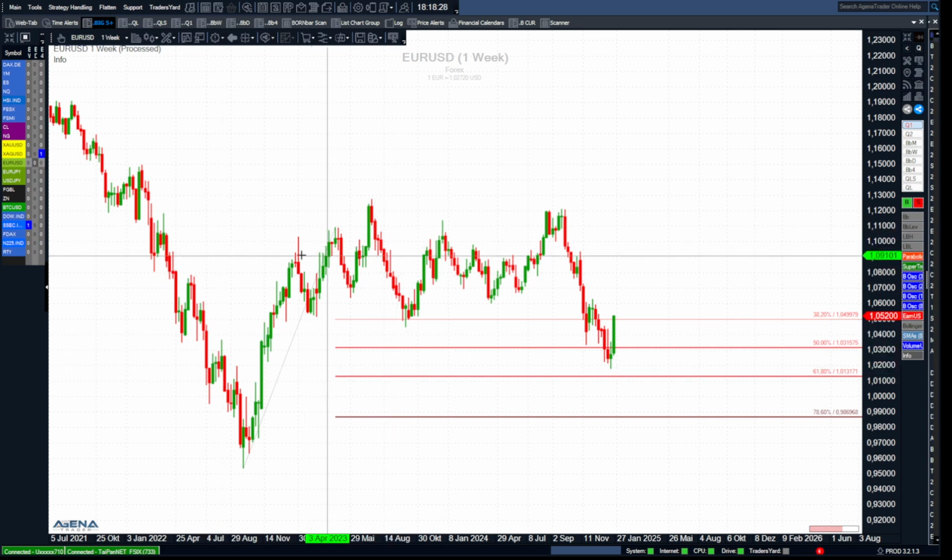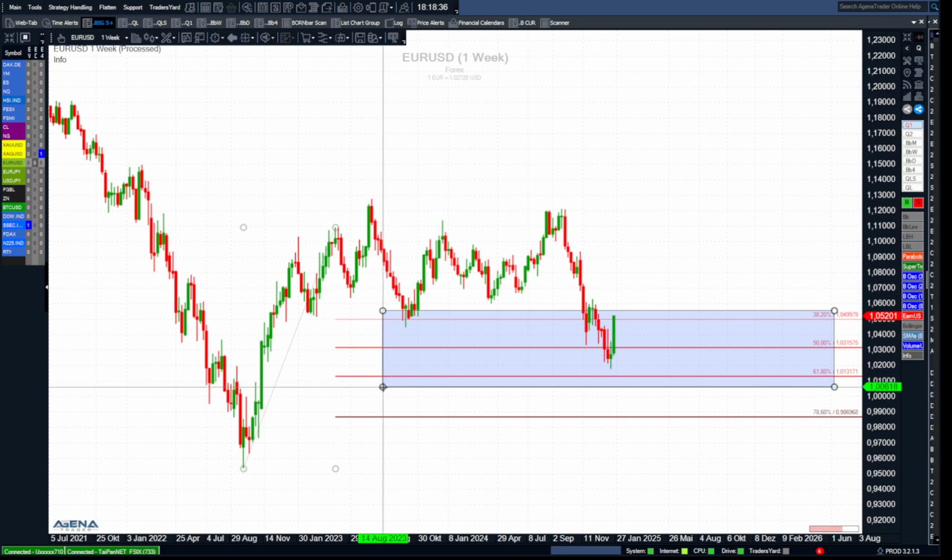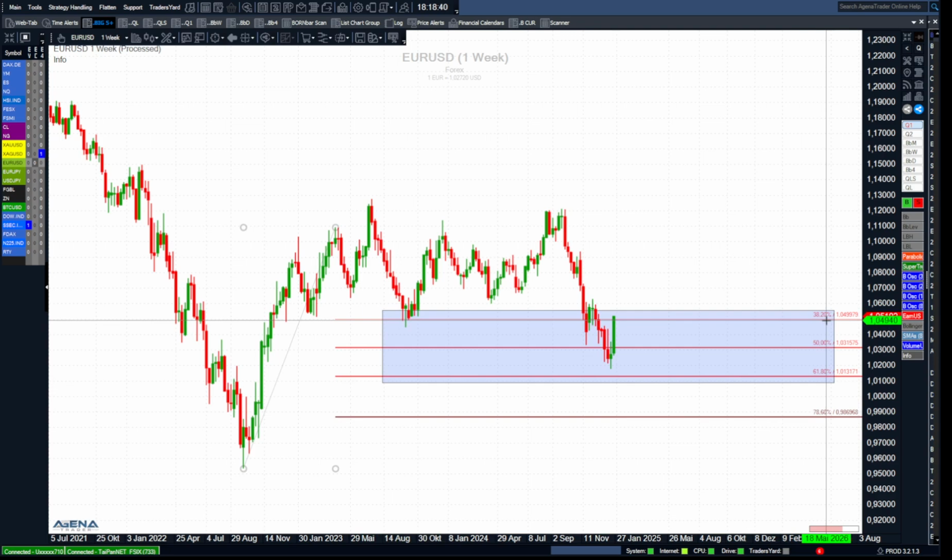So we don't need to care so much which is the ending. Normally a corrective pattern I like very much to see going into this area here. Keep in mind 38.2, 50%, 61.8. This is a typical setback.